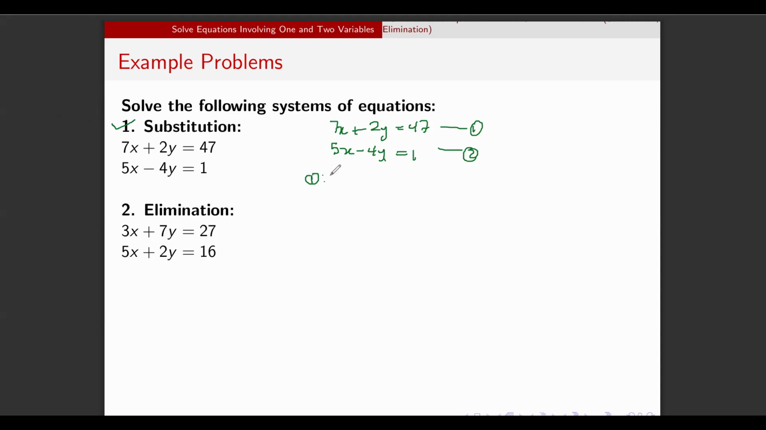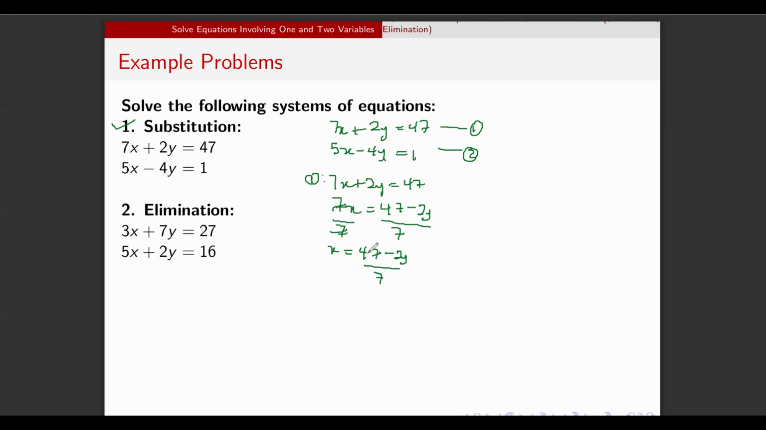So I'm going to have 7x plus 2y equals 47. To make x the subject, 7x will stand alone, and then I move the 2y over to the other side. So I get 47 minus 2y. I divide both sides by 7 and divide here 2 by 7 to get x is equal to 47 minus 2y all over 7.